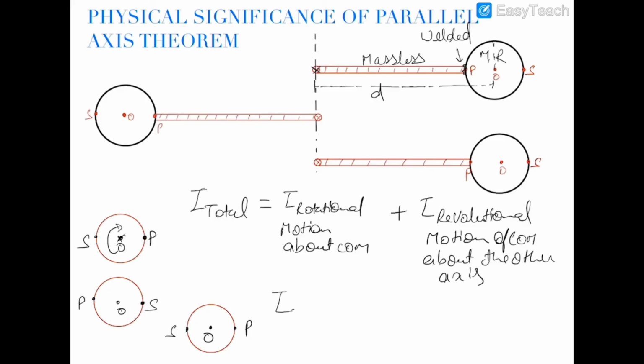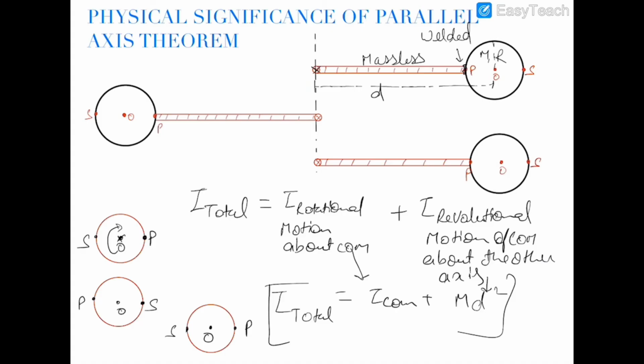So I total would be, this would be ICOM, and this would be md square, considering the ring as a point mass which is concentrated at its center of mass containing a mass m, and the distance of this point mass from this axis is d. So its moment of inertia would be md square.